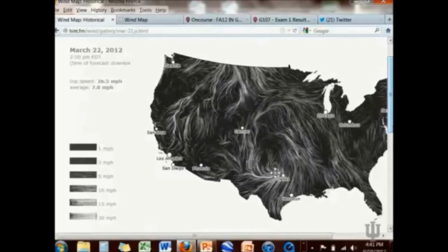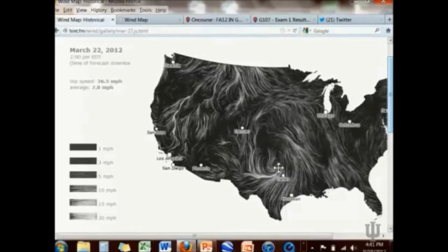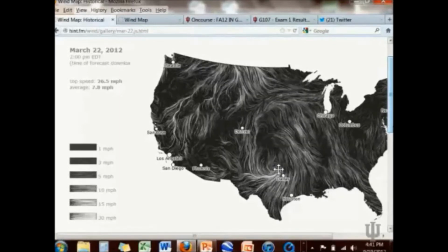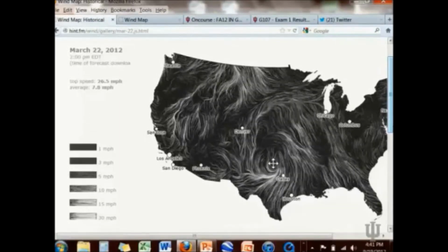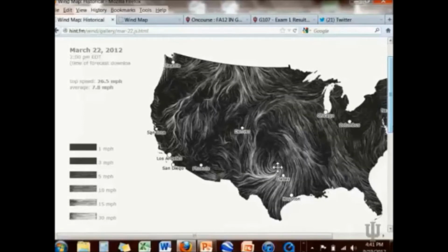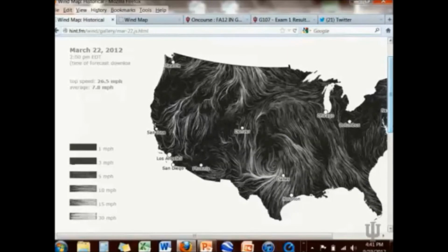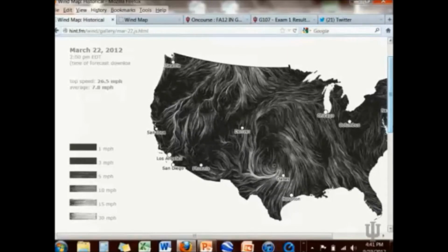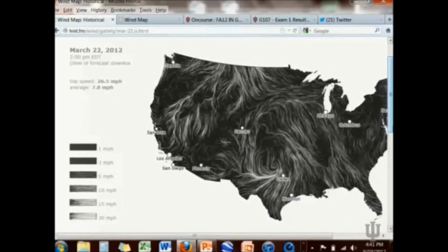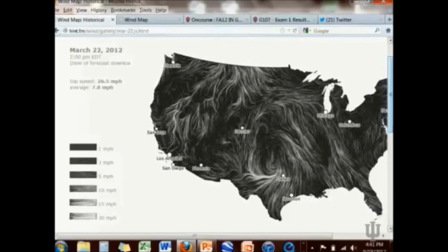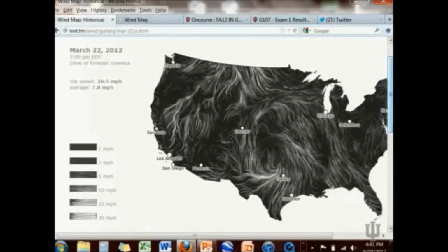You know it's a low pressure because that spiraling is going inward. It's also counterclockwise. And so just by looking at this wind map, this is from March 22nd, 2012, you can clearly see that low pressure. You can clearly see that low pressure that's right here. Once again, counterclockwise. And so there's a low pressure.